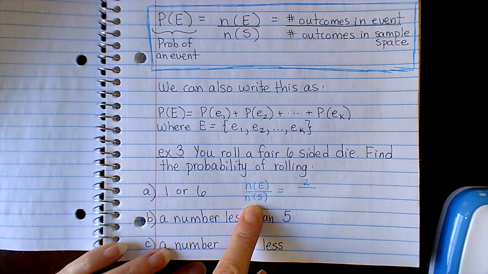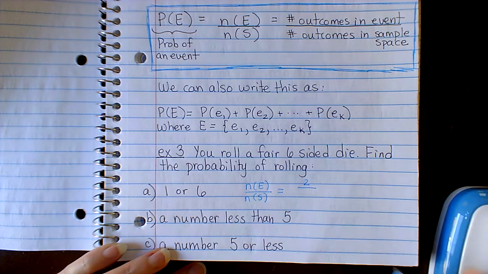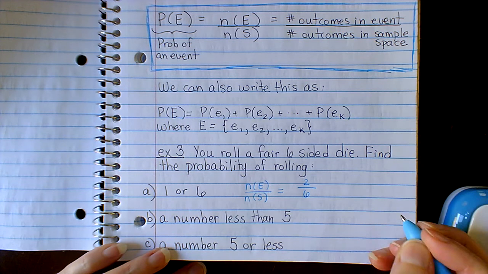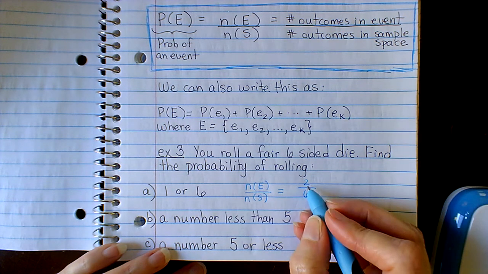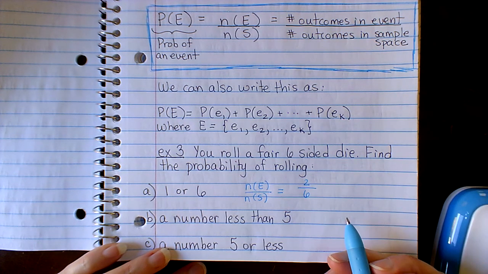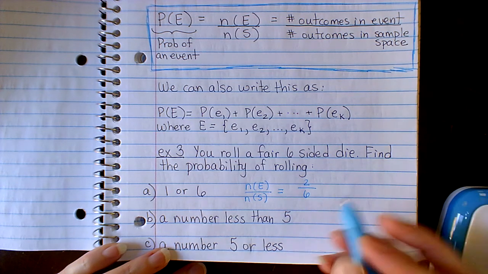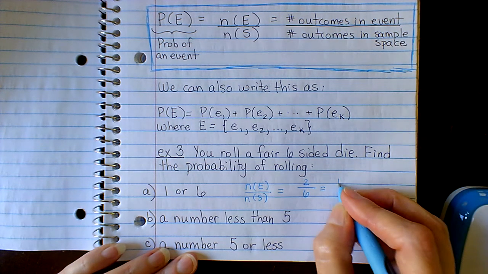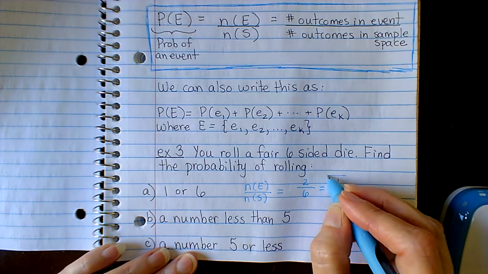What is the sample space? How many outcomes are in the sample space? Well, it's a six-sided die, so it's 6. So 2 numbers, that's a 1 or a 6, 2 numbers. And then we have 6 total. Now this does reduce, so you can reduce that to be 1/3.